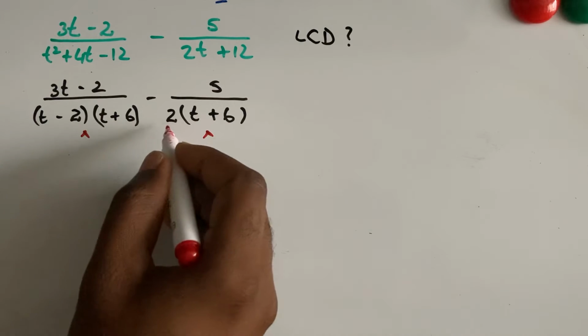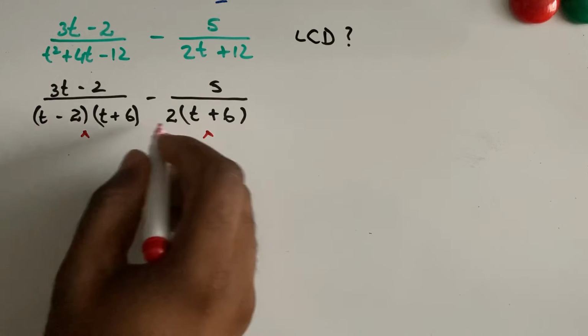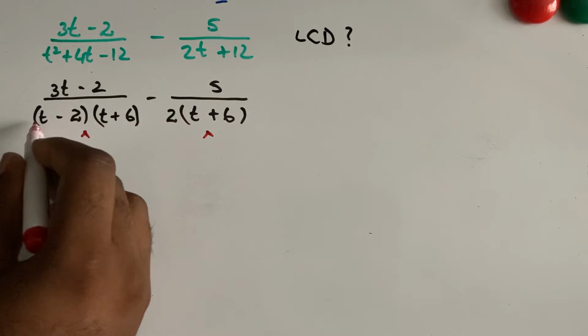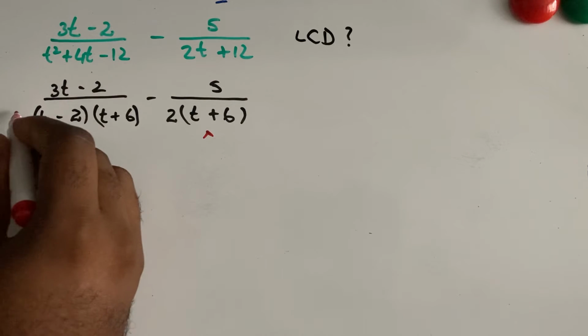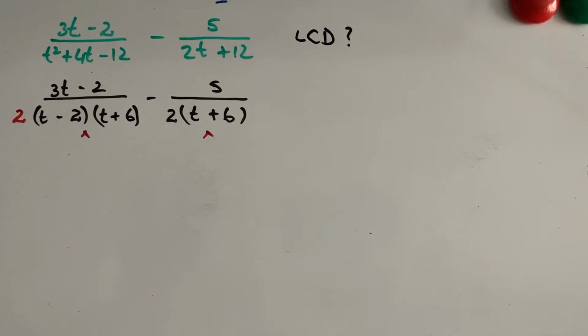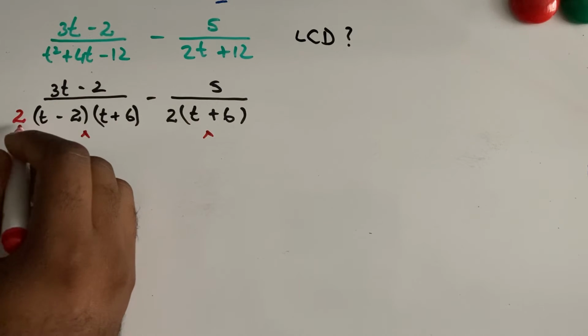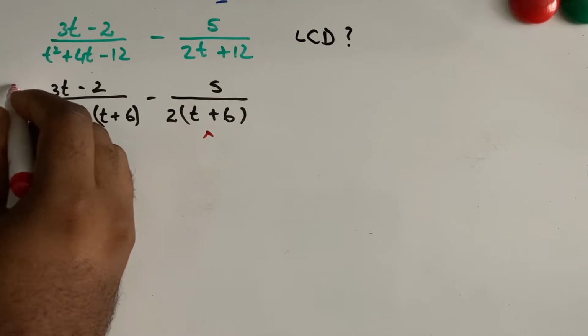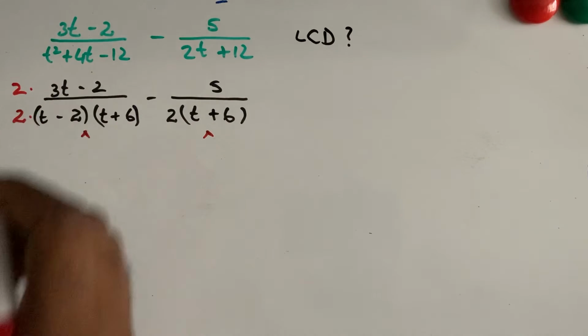In this case, if you look at this closely, you can see that the 2 here is not on the left. So I can put it on the left here, okay? Because it wasn't there. I'm trying to make them look alike. And once you put something in a denominator, remember to multiply it by the top as well, okay?